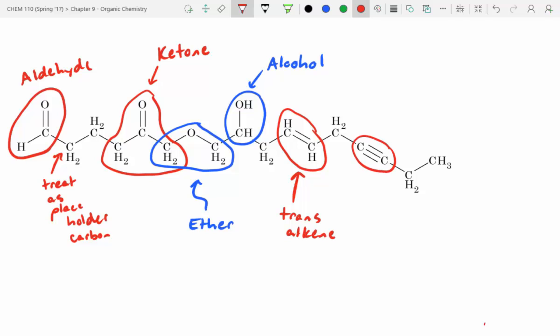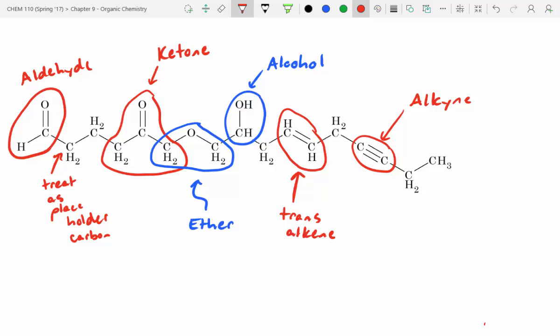What about this one? Alkyne. Do we have trans alkynes or cis alkynes? No, there are no hydrogens on them, so we can't say they're on opposite sides, right? You really only have cis or trans when you're talking about alkenes.